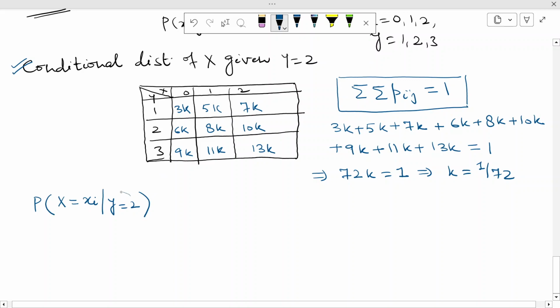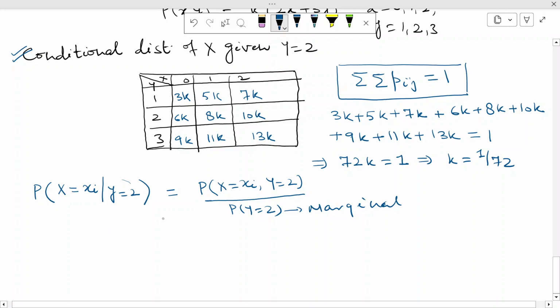Now the marginal for y equals 2, because we know that this should be the probability of x equals xi, y equals 2, divided by the probability of y equals 2. This is the marginal. So next, in order to calculate the conditional probabilities for x, we have to find the marginal for y equals 2.